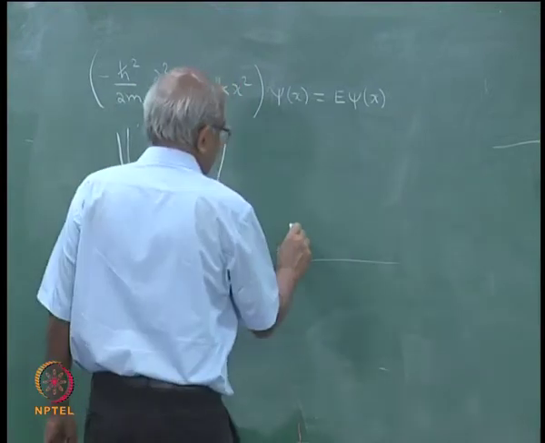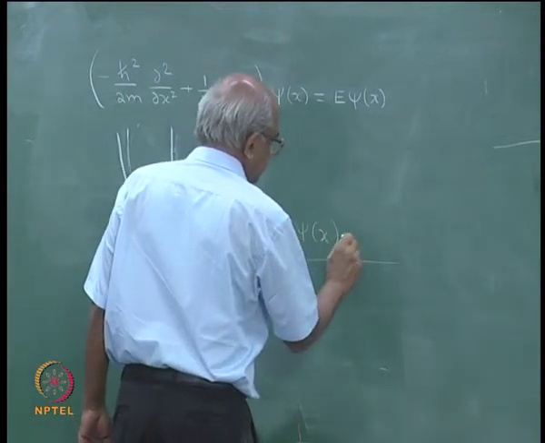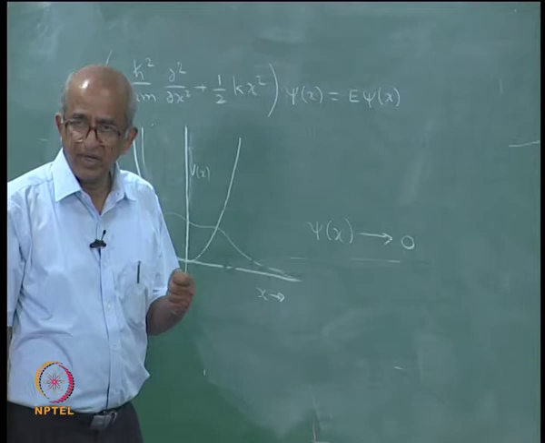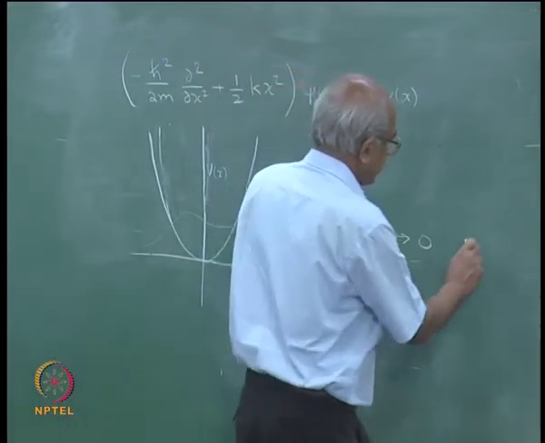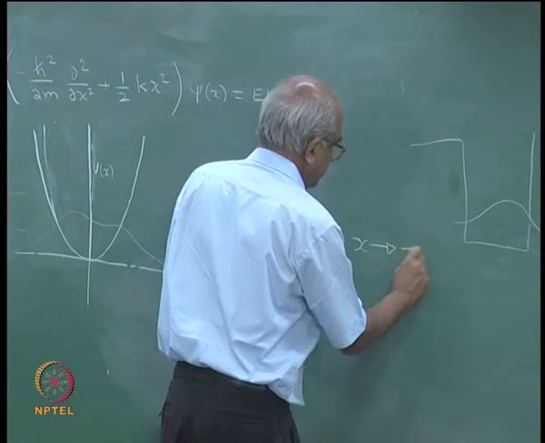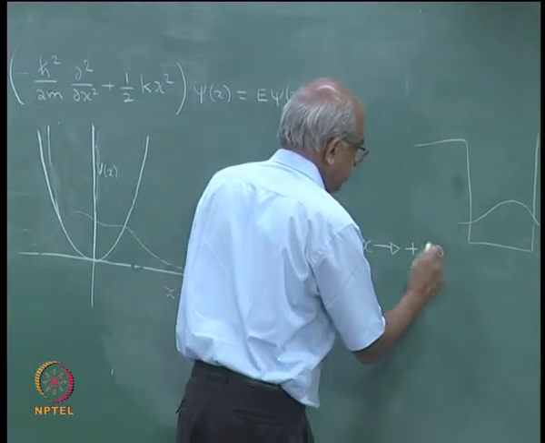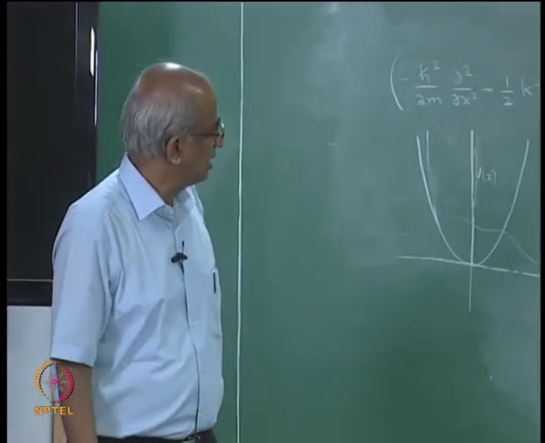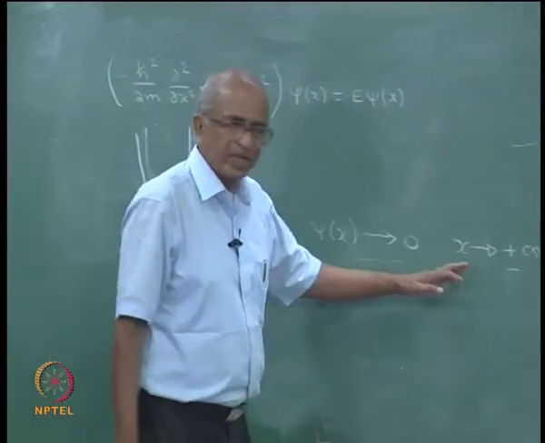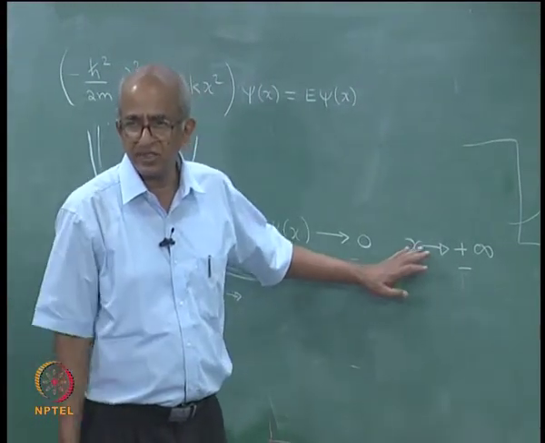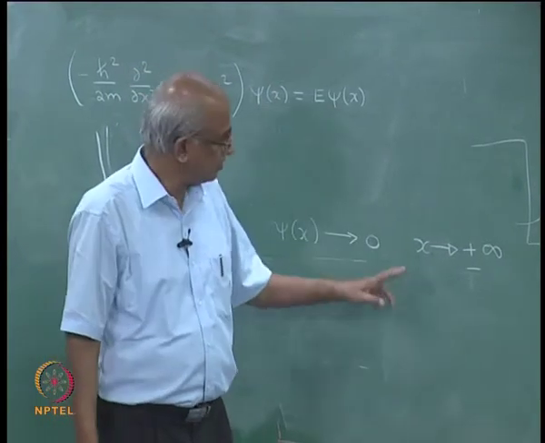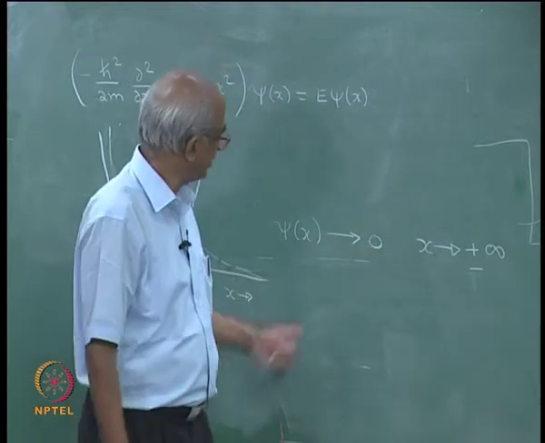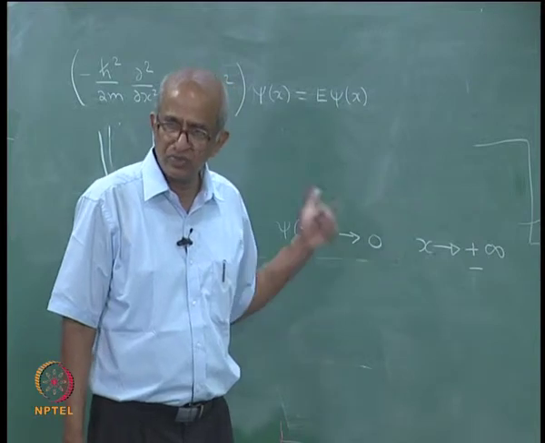And therefore, I will have to solve this equation subject to the condition that psi of x has to approach 0 when x approaches infinity, not only plus infinity, but also when x approaches minus infinity. This is something that I will have to impose. If I find a solution which does not obey this, then I am not going to accept that, as it is not physically sensible. Any physically sensible solution has to satisfy the condition that when x approaches plus infinity or minus infinity, the solution should approach 0.